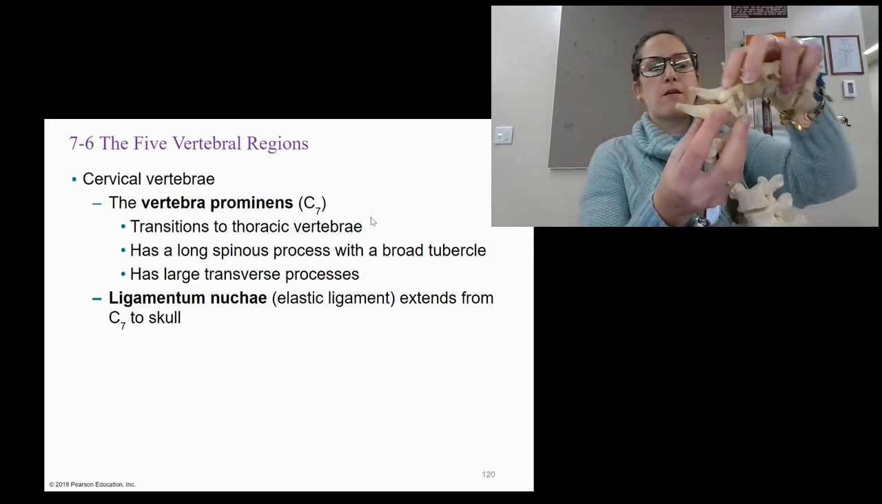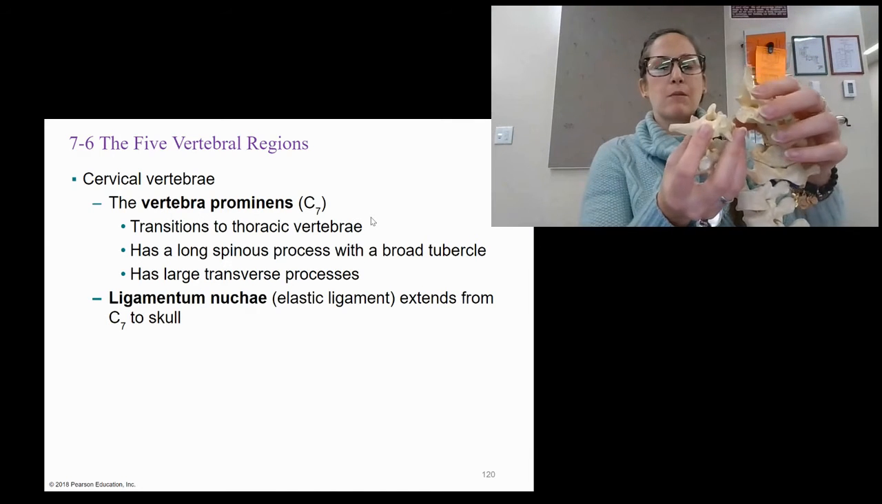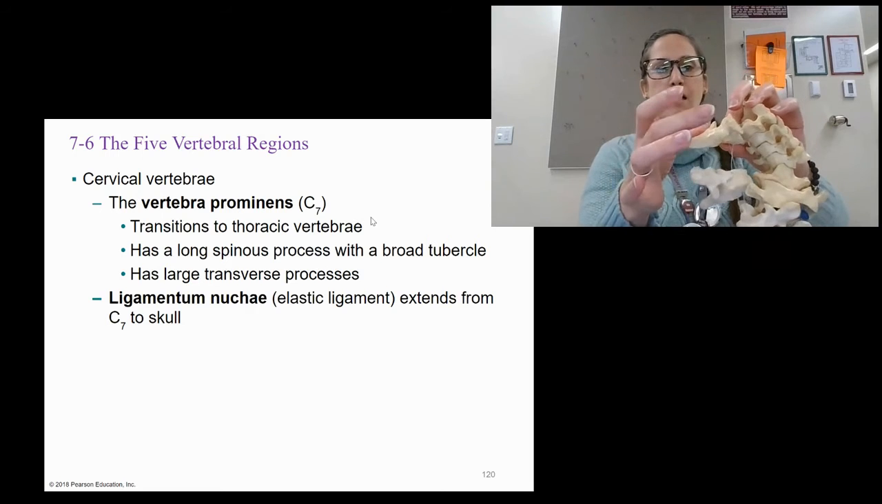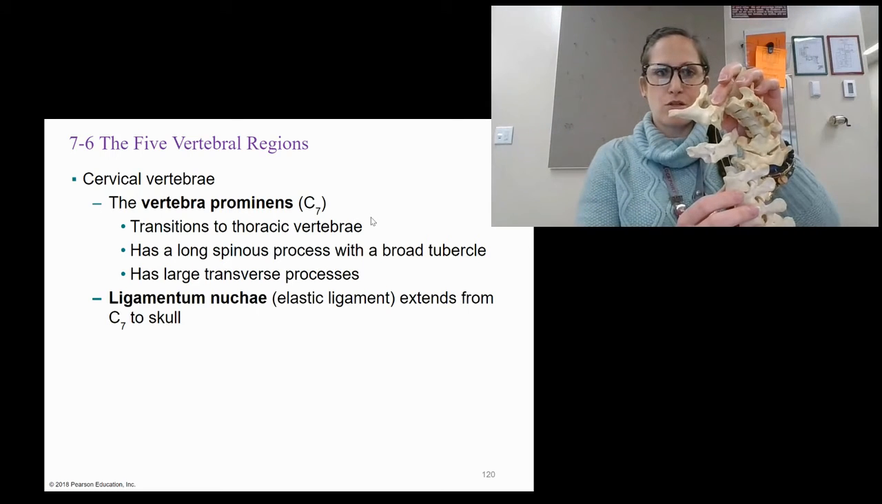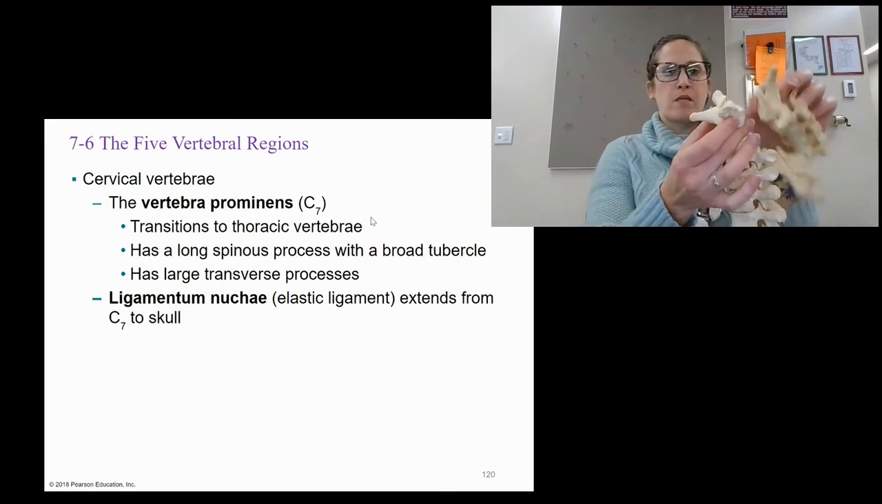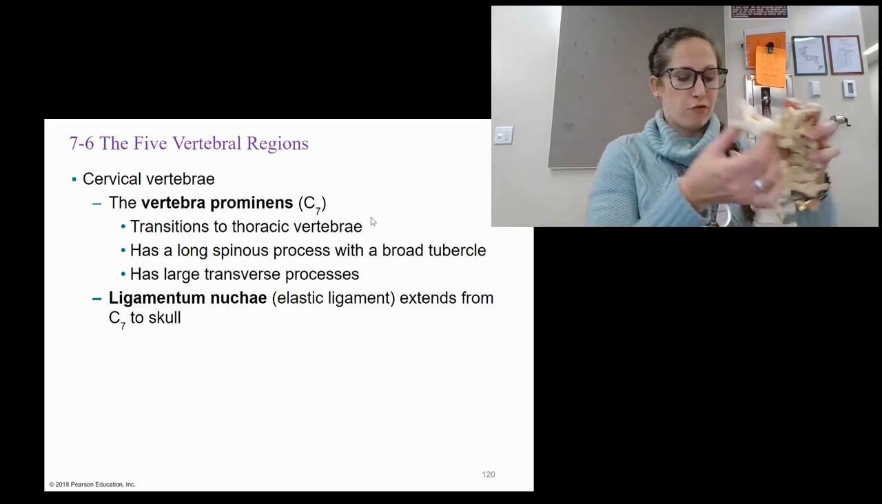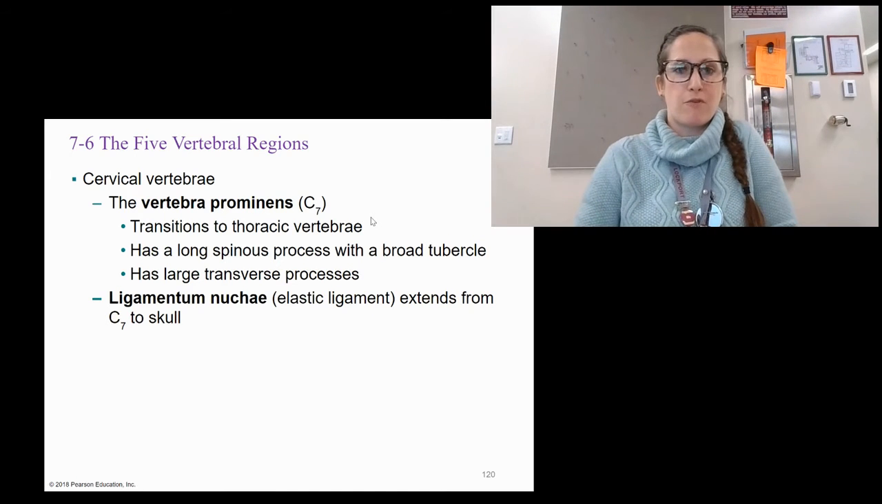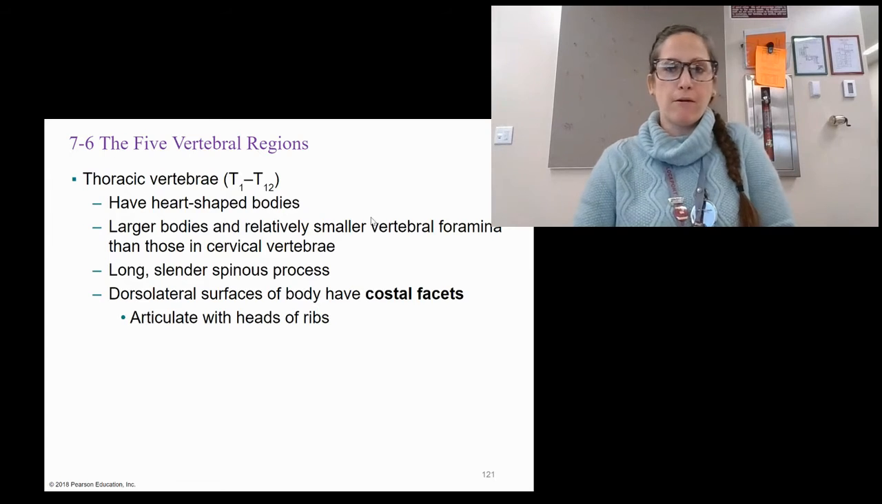So you can see there, compared to C6, it's getting a little bit bigger. Its spinous process is getting a little bit sharper, and its transverse processes are starting to get a little bit longer. So that once we get to T1, our first thoracic vertebra, we are going to start to look a little bit different.